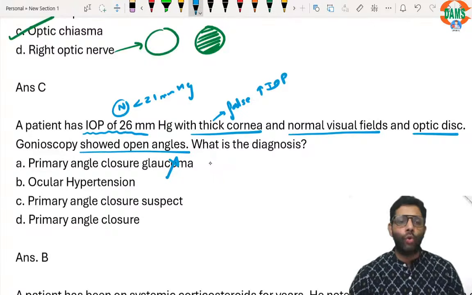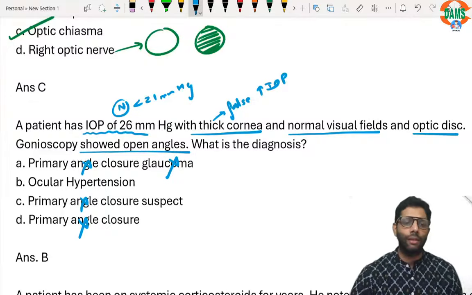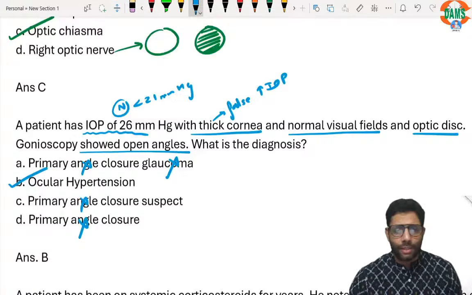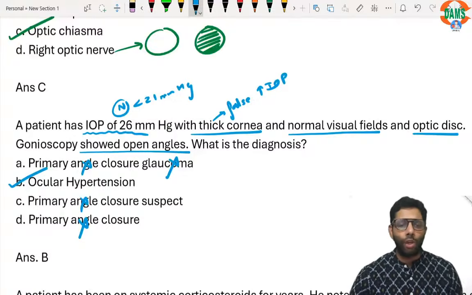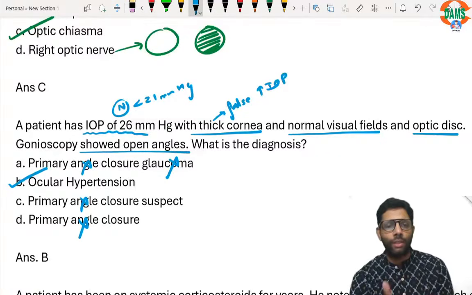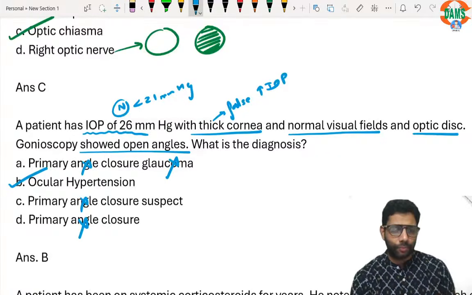Gonioscopy showed open angle. So open angle is there. So 3 answers are ruled out automatically. The only answer available is ocular hypertension. By only this you can get the answer, open angles. So it cannot be angle closure. It is ocular hypertension, which is an open angle mechanism. If the pressure is high, field is normal, optic disc is normal, that is ocular hypertension. That's the answer of this question.